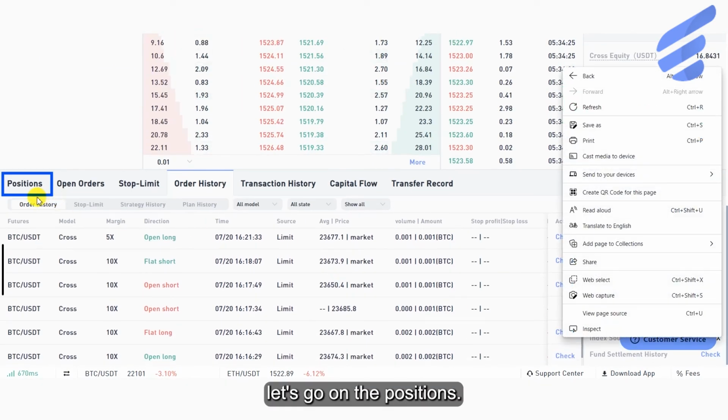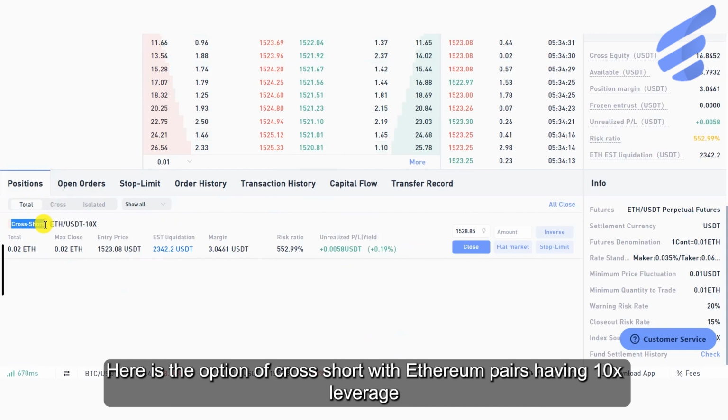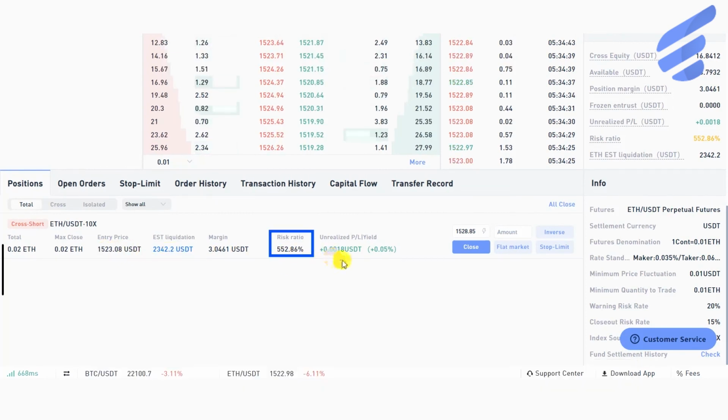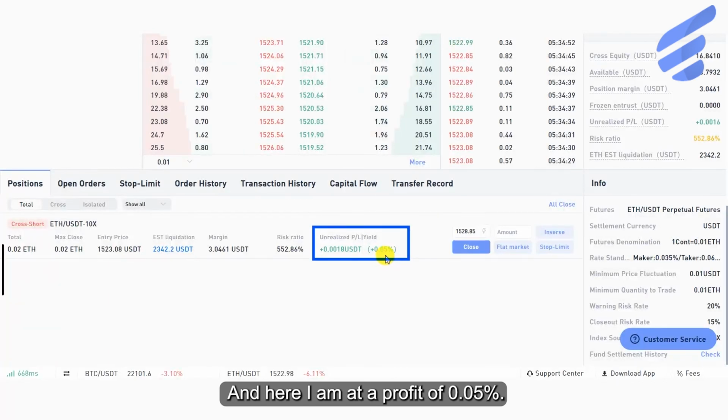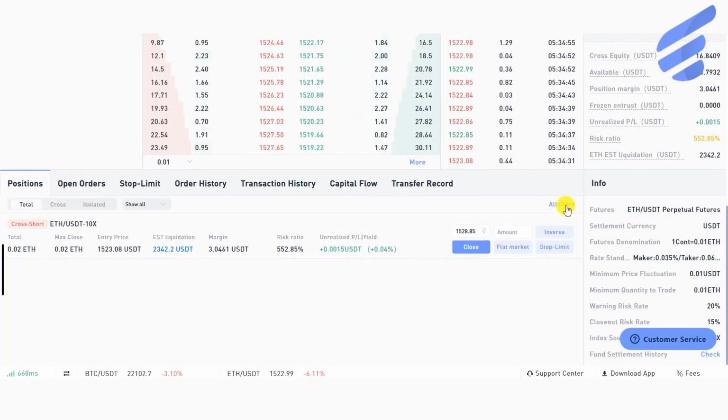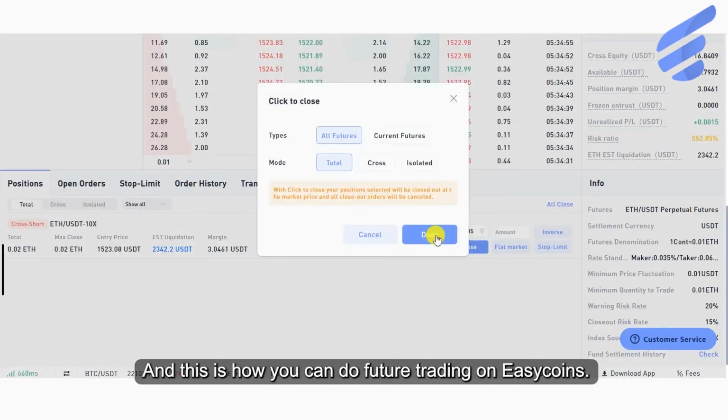Let's go to the positions. Here is the option of cross short with the Ethereum pair having 10x leverage, and here are the options of entry price, estimated liquidation price, and risk ratio. And here I'm at a profit of 0.05%. Let's close this as well for the time being. And this is how you can do futures trading on EasyCoins.